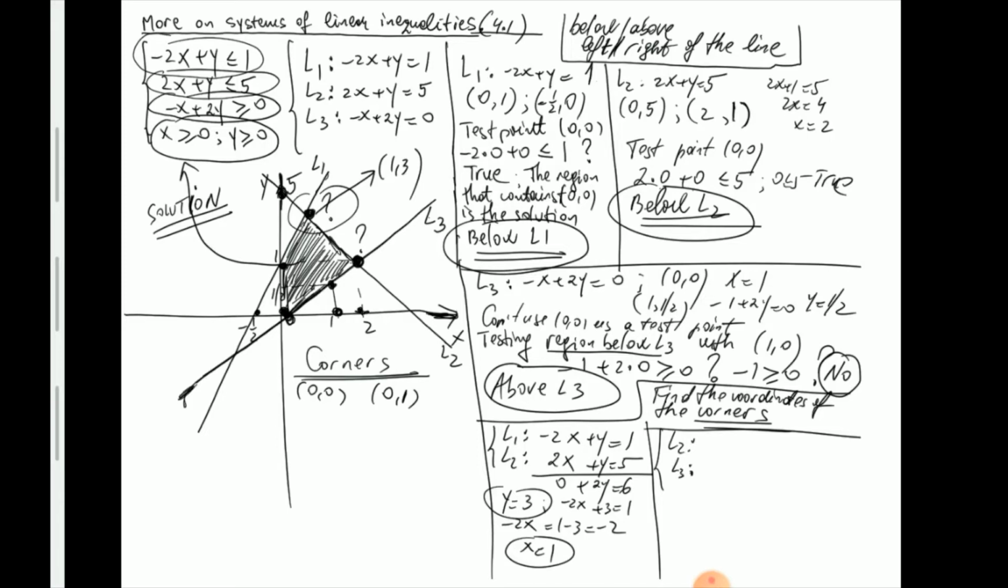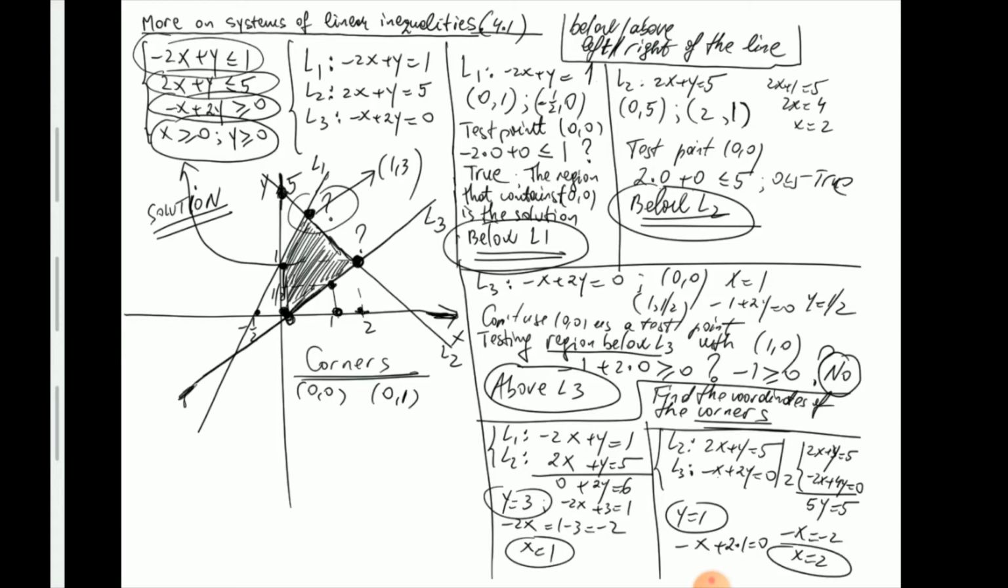And the L2 equation is going to be 2x plus y equals 5. L3 is minus x plus 2y equals 0. Here, let's say I want to eliminate x again. That means I need to multiply the second equation by 2. So that's minus 2x plus 4y equals 0. Add the 2 equations. That gives me 5y equals 5, which means y equals 1. Let's plug it back into the second equation, for example. Minus x plus 2 times y, which is 1, equals 0. Minus x equals minus 2, that means x equals 2. So the other remaining corner to find is (2, 1).